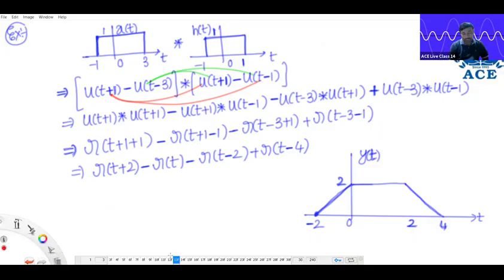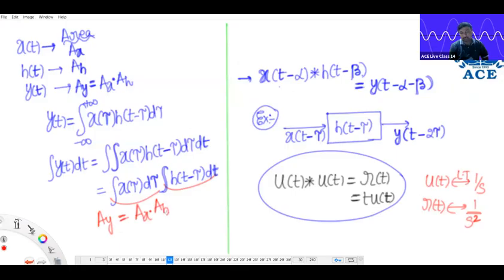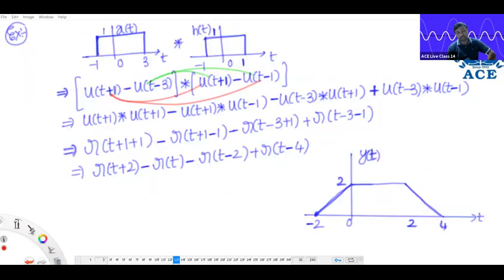What is the area property we have written in the last slide? Area of y equals area of x into area of h. Tell me the area under the first rectangle: 4. Area under the second rectangle: 2. So the overall area must be 8, since 4 twos are 8. So what is the area under the trapezium?